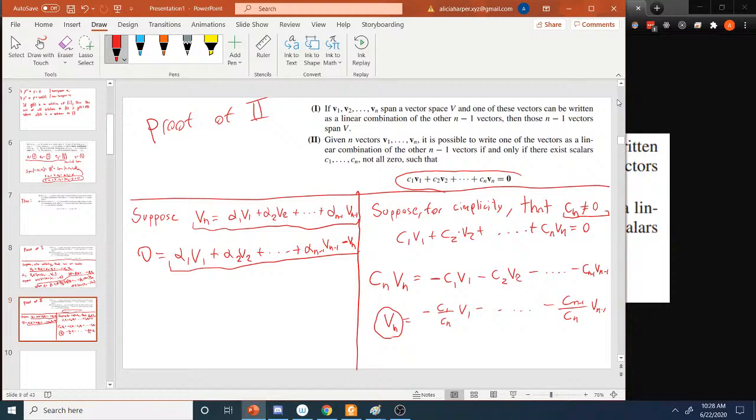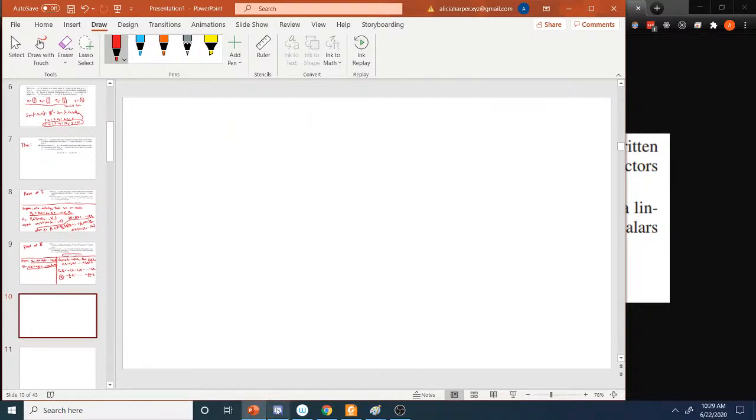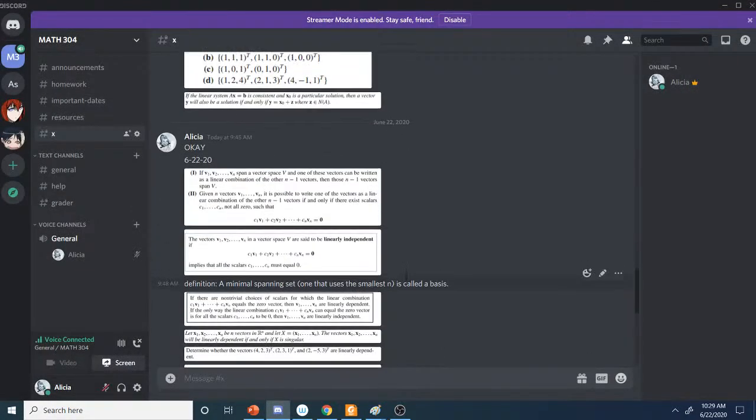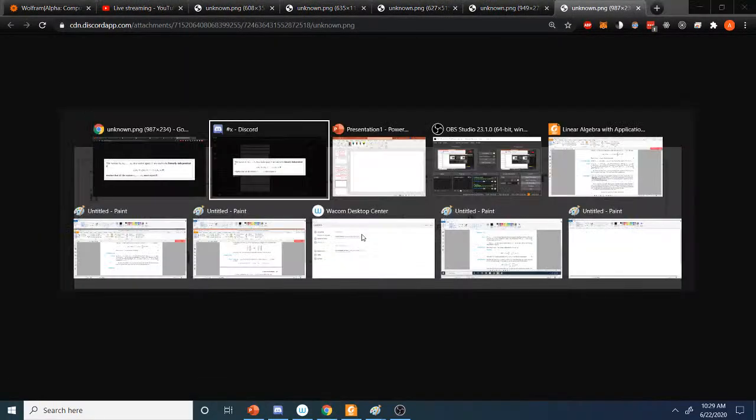So it turns out that whenever you have a relation like this between your vectors, and not all of these coefficients are 0, then you can express one vector in terms of the other n-1 vectors. But it also goes the other way. If you can express one vector in terms of the other n-1 vectors, then you get such a relation. And so this completes the proof of our theorem. Now this motivates the following definition, and this is going to be a very, very important definition for us.